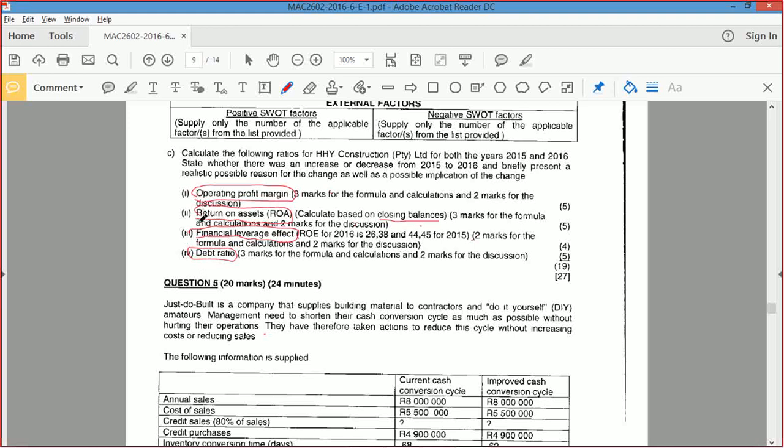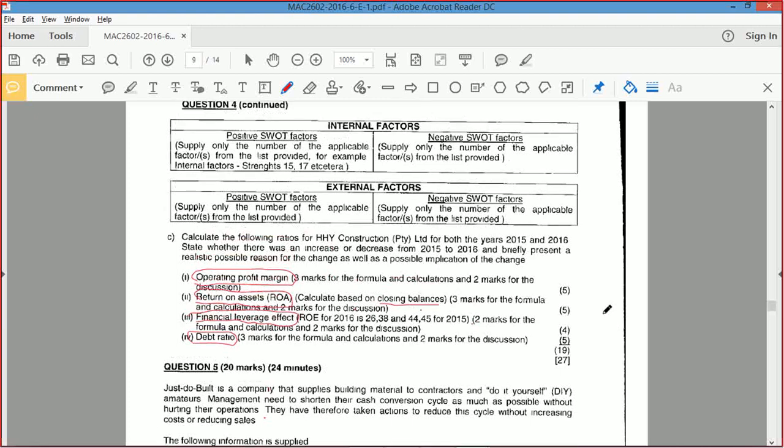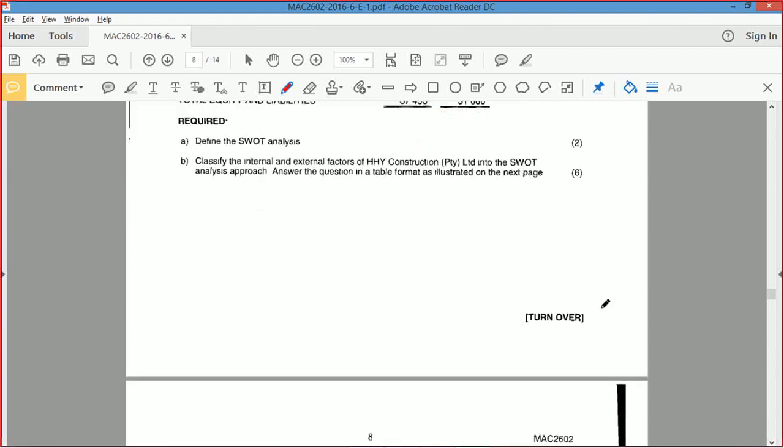Happy. That's 1, 2, 3, and 4. Okay, how much was that out of? 19 marks. That's a lot. Okay, 19% just for doing that. Got that? Yes, sir. Okay.